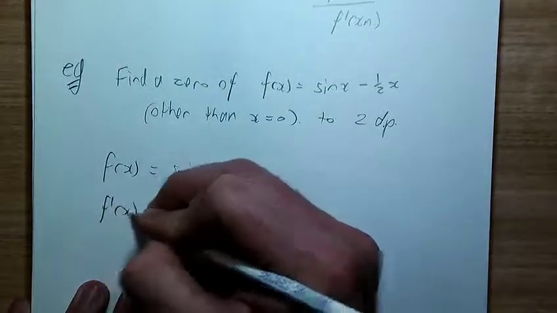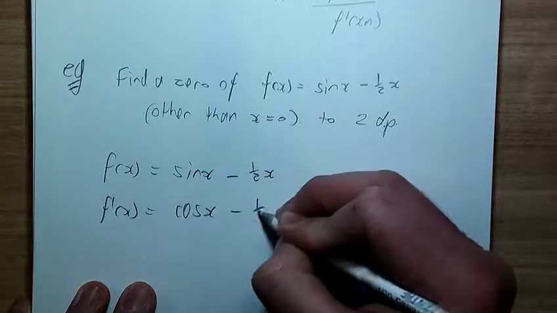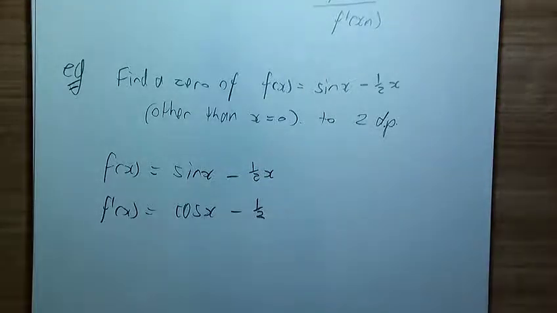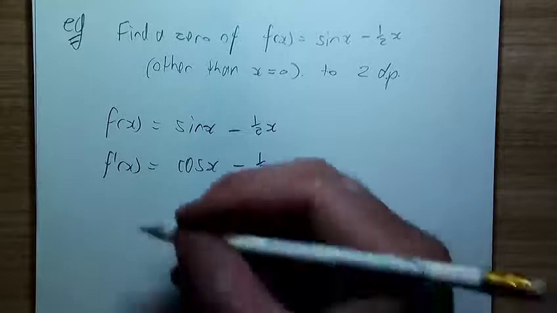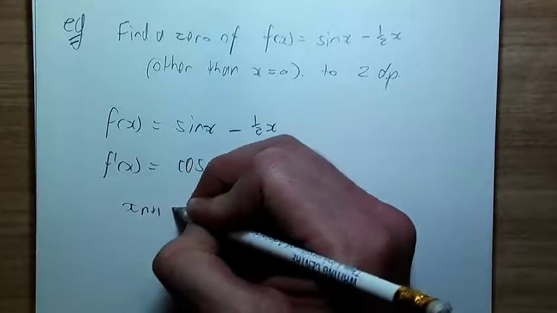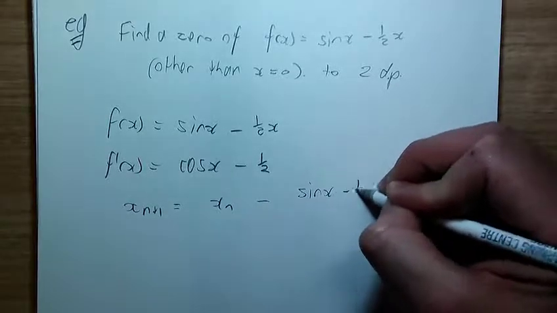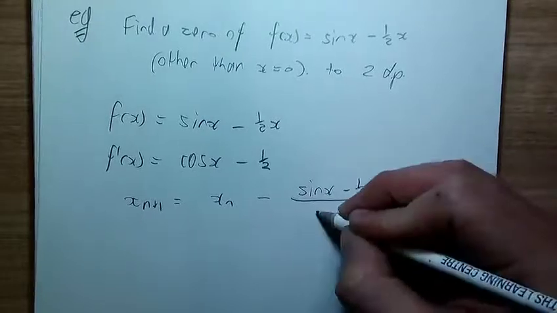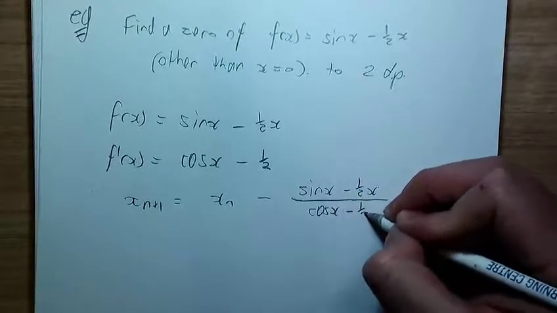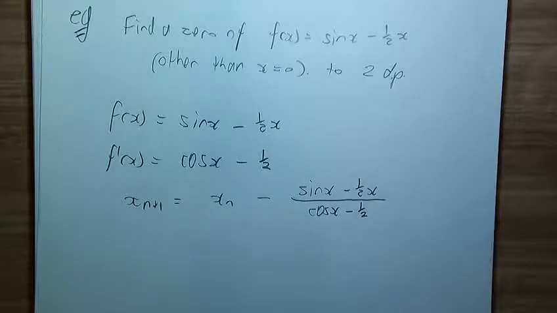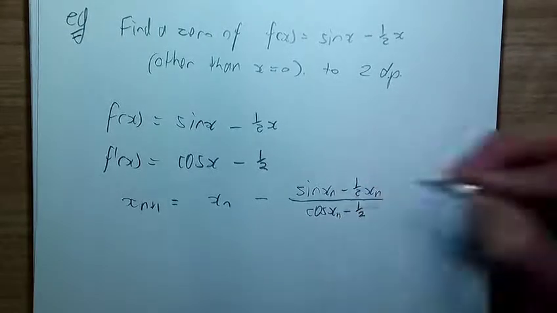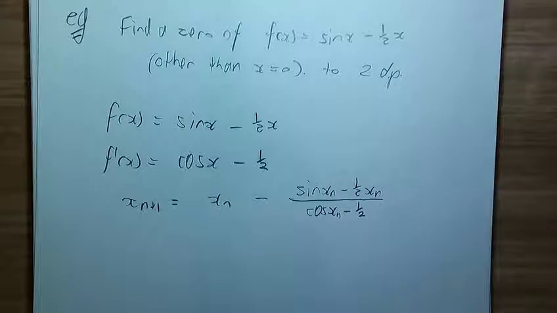So f dashed x is cos x minus a half. Sweet. And so my formula is going to go that x_{n+1} equals x_n minus f of x, which is sine x minus a half of x, over cos x minus a half. Right. That's how I'm going to do it now. And so I just need to pick a starting point.